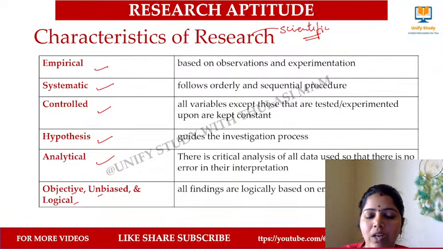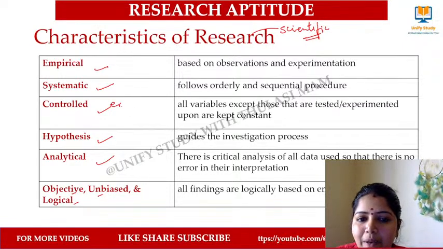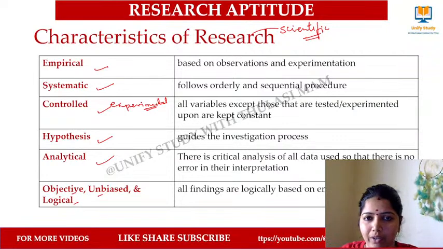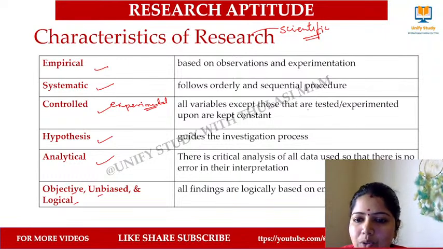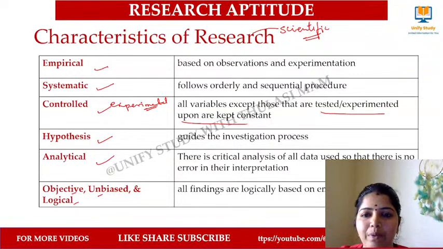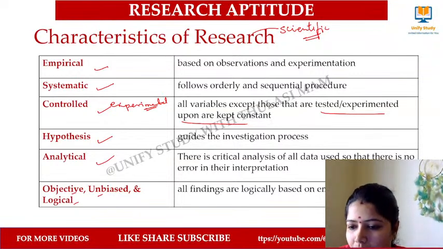Controlled research means what? Controlled research means experimental research and all comes under this, right? Experimental research comes under this controlled research, where the factors and the environment will be controlled, in the hands of the researcher. All the variables except those that are tested and experimented upon are kept constant. The researcher takes care of the environment, all the variables and factors, whether they are in control or not.